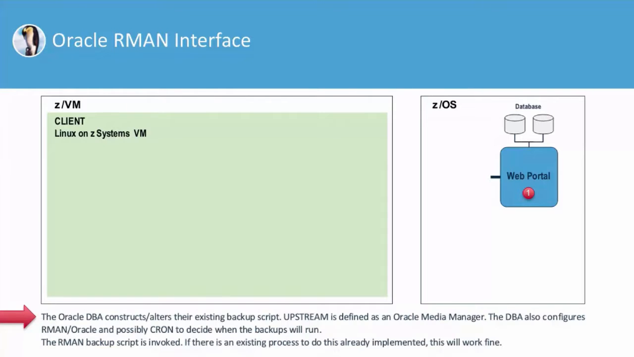In step number two, the Oracle DBA constructs, alters their existing backup script that you're using to back up with RMAN. Upstream is defined in the system as an Oracle Media Manager. That's all taken care of by the web portal.